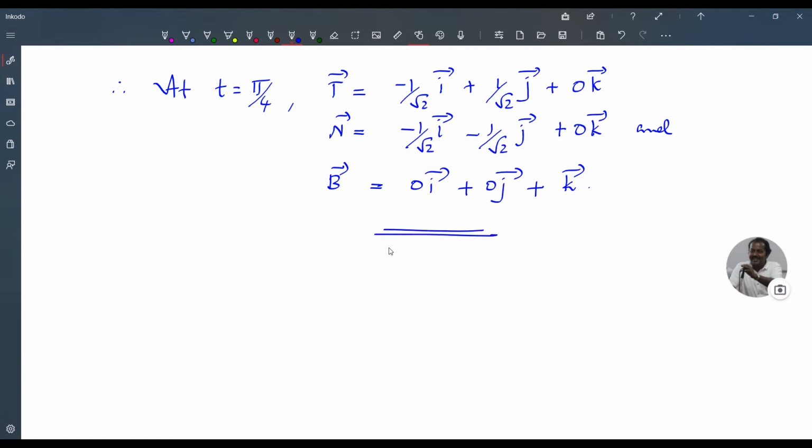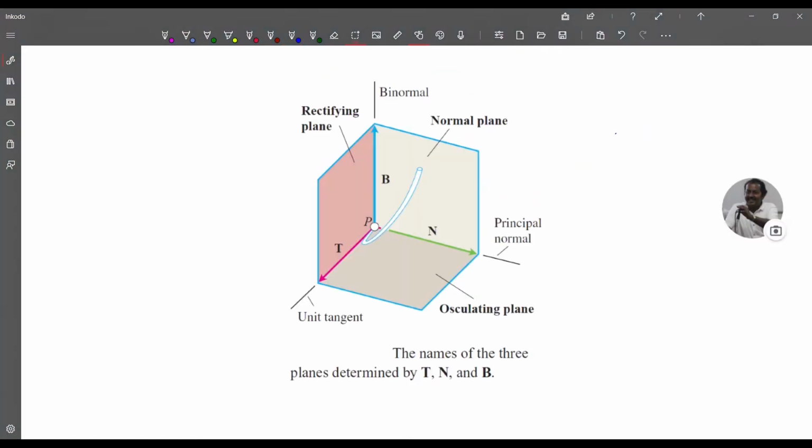Now we have to find the three planes. We know that the plane generated by t and n is the osculating plane, the plane generated by b and n is the normal plane, and the plane generated by b and t is the rectifying plane. To find the equation of a plane, we need two things. One, a point on the plane, it is p naught, and a vector perpendicular to the plane.